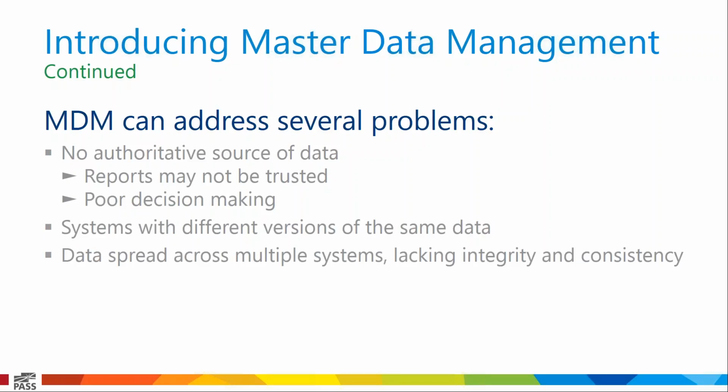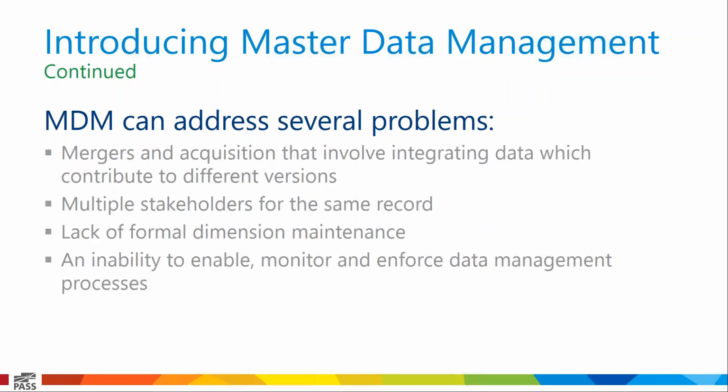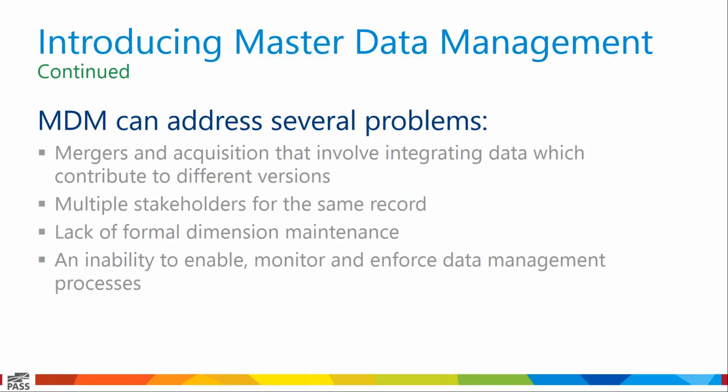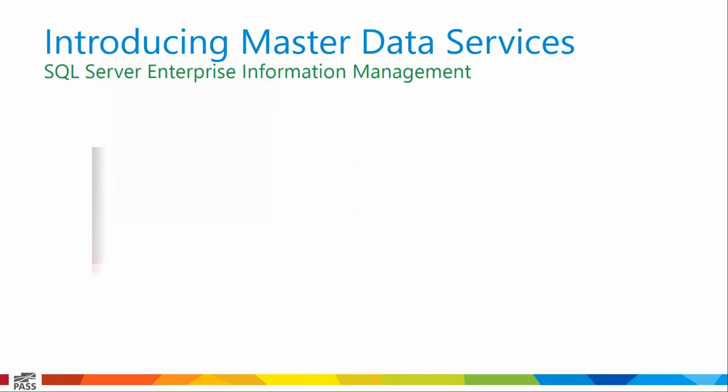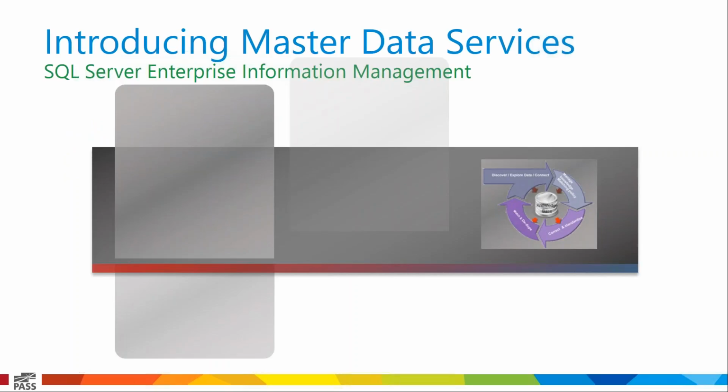It also occurs when data spreads across multiple systems that lack integrity and consistency. Even through mergers and acquisitions, you'll find that the inheritance of data systems and customer databases and geographic definitions tend to collide. Multiple stakeholders for the same record, who has control, who wins if updates take place at the same time. When it comes to delivering data models, for example, analysis services cubes and tabular databases, there may be a lack of formal dimension maintenance on what gets delivered as a dimension and how the hierarchies are structured. And then the inability to enable and monitor and enforce data management processes. And so what I'm about to introduce to you as master data services delivered with SQL Server has been designed to address and provide solutions to those challenges.